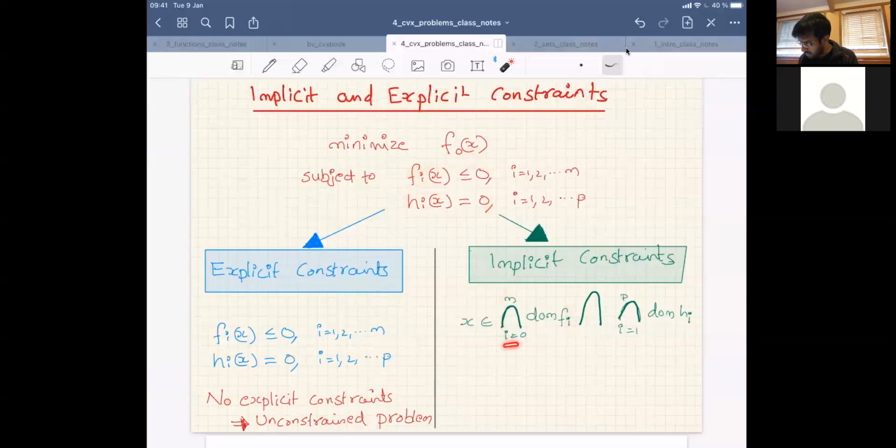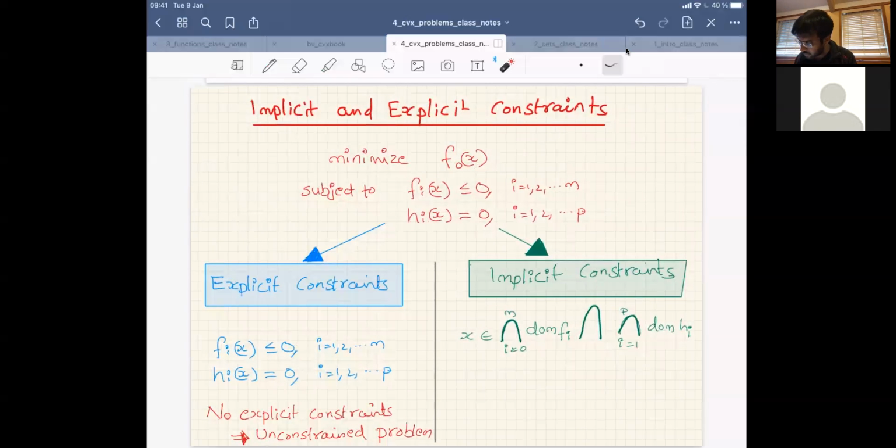That's why we are writing i equal to 0 to m. That means for the domain you are taking the intersection, so it has to belong to all of these domains. Again, x should belong to the domain of hi. So overall, x should belong to the intersection of all these domains. These constraints are not explicit. We are not specially mentioning it, but it is there. It's a hidden constraint, so that's called implicit constraint.